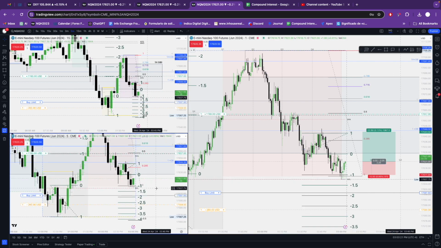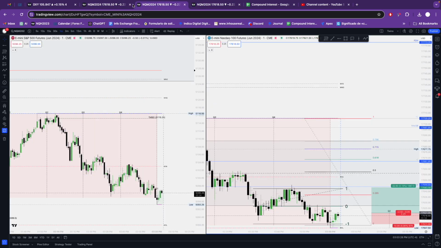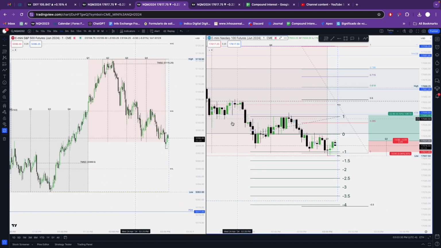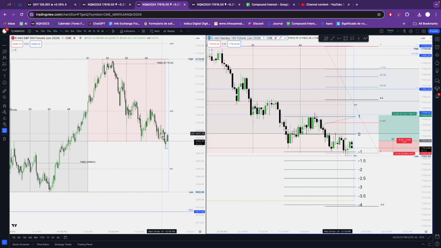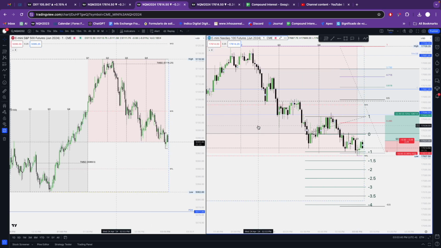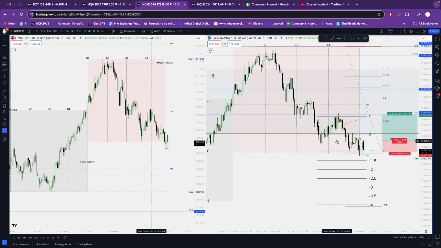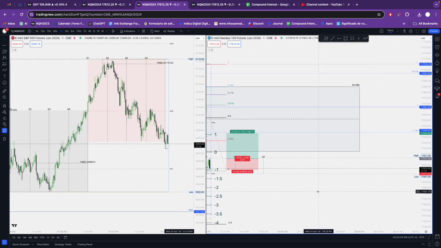15-minute will be here. Any SMTs? Stage one, stage two, stage three. Yeah, this might be it. Stage one, stage two, boom, stage three. We might see some more accumulation, then drop down, then run up. So we might just be waiting for time.